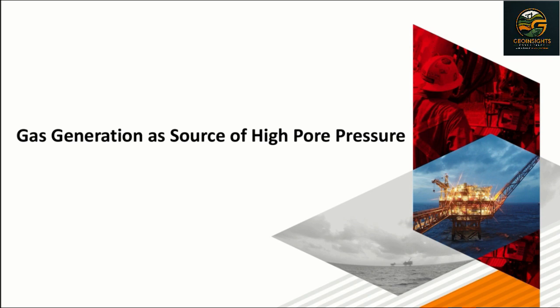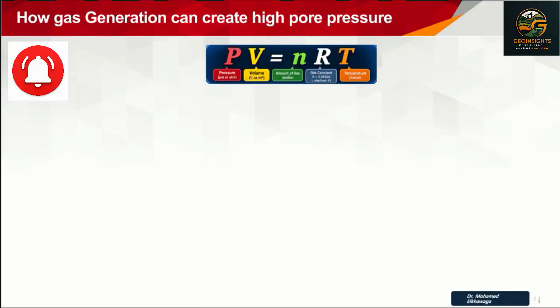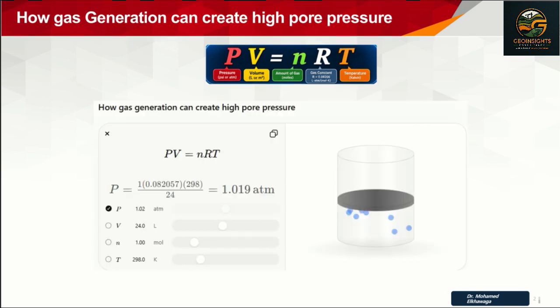Let's first understand the equation that governs the relationship between gas volume and pressure. This is the ideal gas law, PV equals nRT. It describes the relationship between gas pressure, volume, the amount of gas, and temperature. P represents pressure, V is the gas volume, n is the amount of gas in moles, R is the universal gas constant, and T is the absolute temperature in Kelvin.